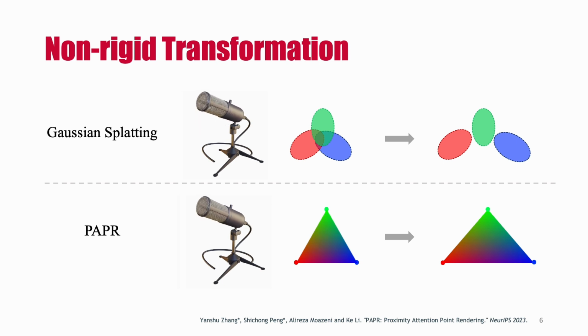Another advantage of PAPR is the ability to handle non-rigid transformations. Since Gaussians cannot be bent, Gaussian splatting may introduce gaps under non-rigid transformations. In comparison, PAPR interpolates nearby points to render, and so it automatically adapts to these transformations.